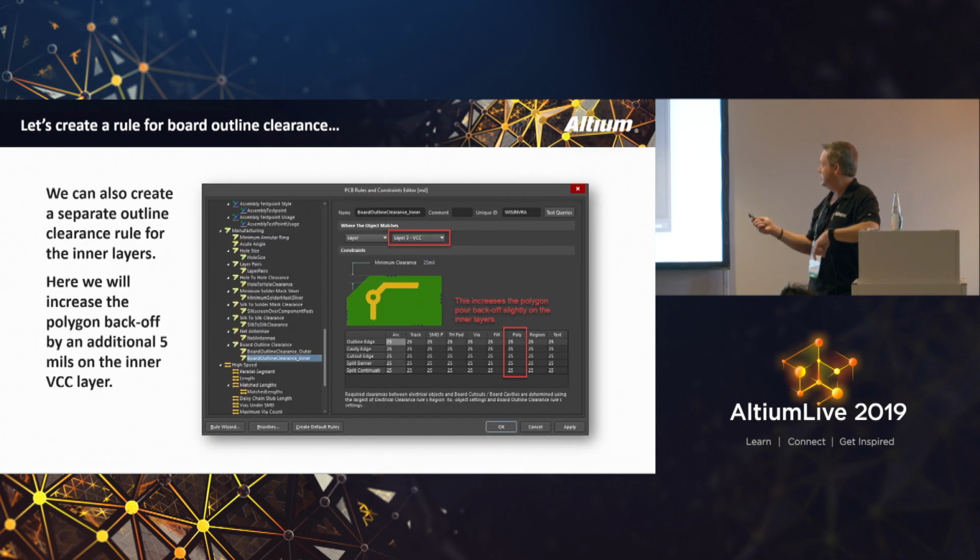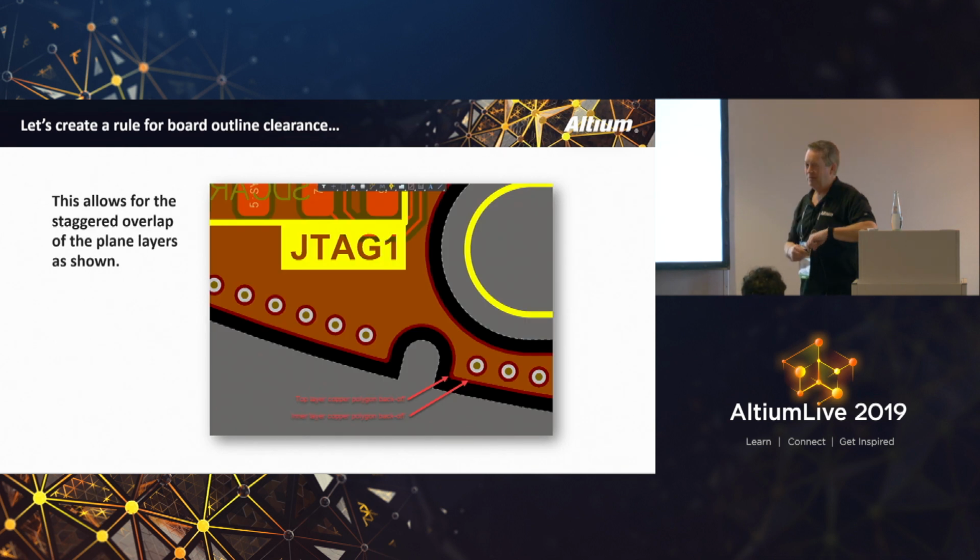For my VCC layer, I'm going to increase the back off to 25 mils instead of 20. Why would I do that? Well, when I did this presentation in San Diego last year, a common practice in our company is to avoid the fringing effect around the outside of the board. Any of you ever heard of that?